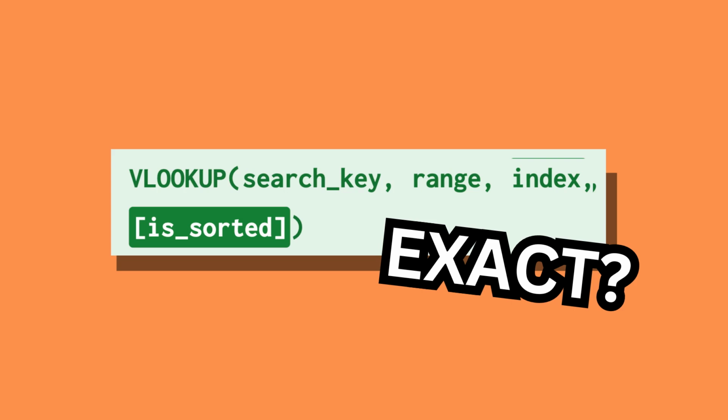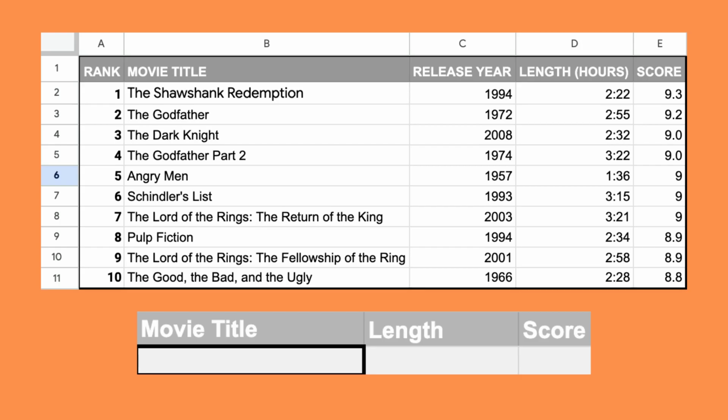Unless you have a very good reason not to, write false here. It usually makes the function work much better. Now I can explain how my example at the start of the video works.